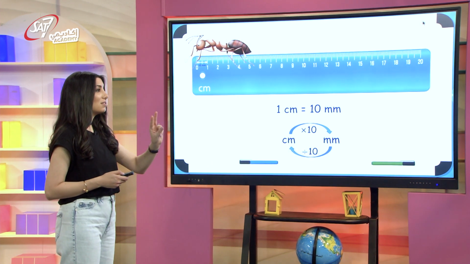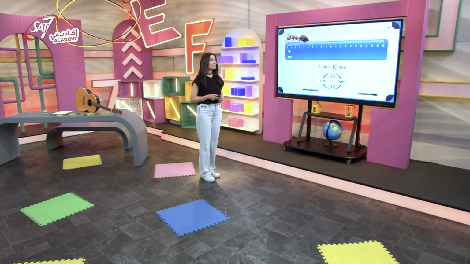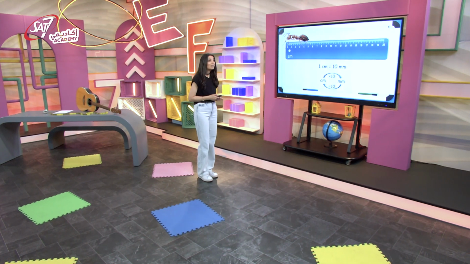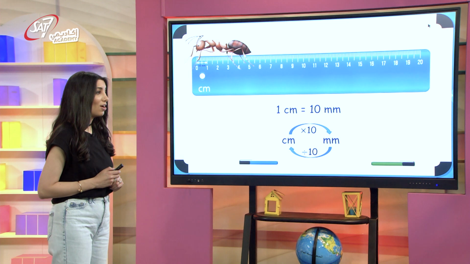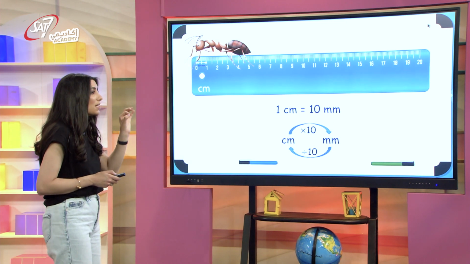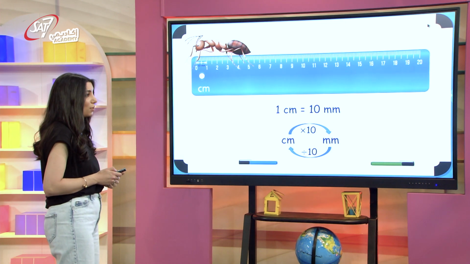2 centimeters equals 20 millimeters. 3 centimeters equals 30 millimeters, and so on. So how many millimeters is the length of this ant? It is 53 millimeters long. We can count 53 small dashes on this ruler.